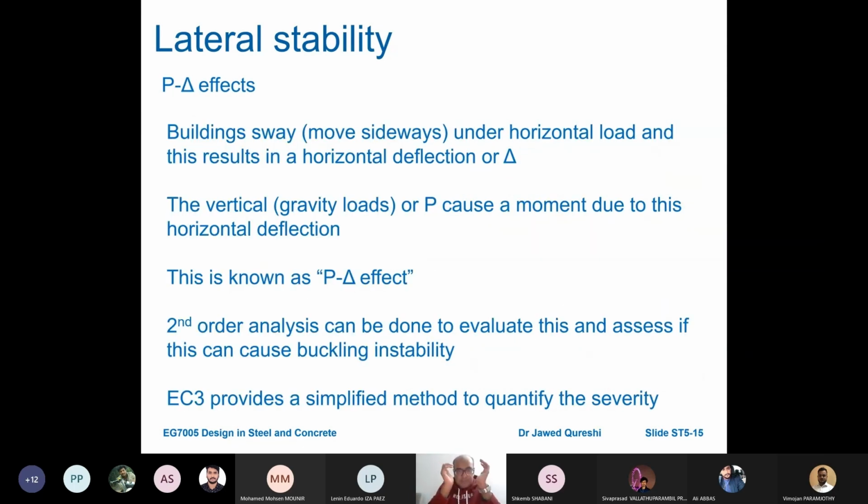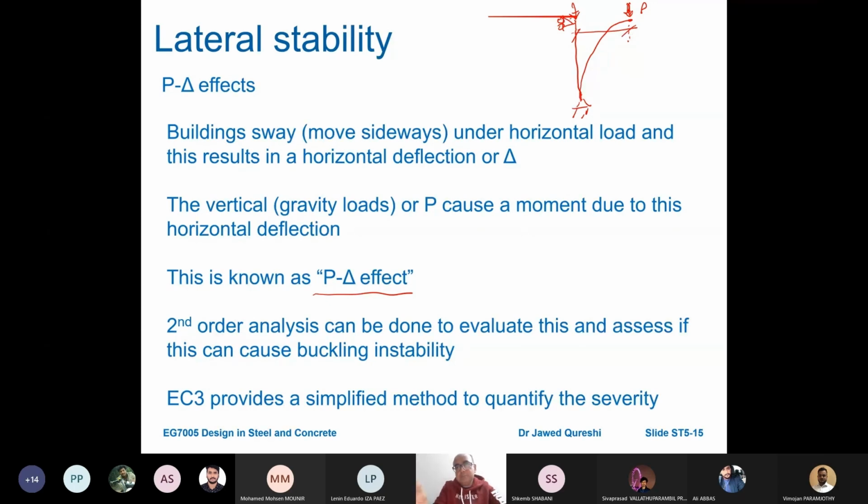Now P delta effects. These P delta effects are very important, and the way we incorporate this effect is using alpha critical in Eurocode. Buildings move in the horizontal direction and this causes horizontal deflection. The vertical load, or P, causes a moment due to horizontal deflection. That is termed the P delta effect. If I have this member, and vertical load is applied, and this is the deflected shape, if it is deflecting too much, then this vertical load is going to cause moment as well. That moment is termed the P delta effect.